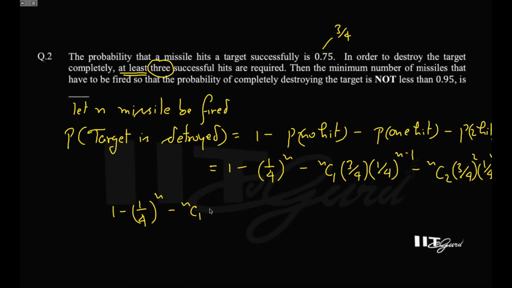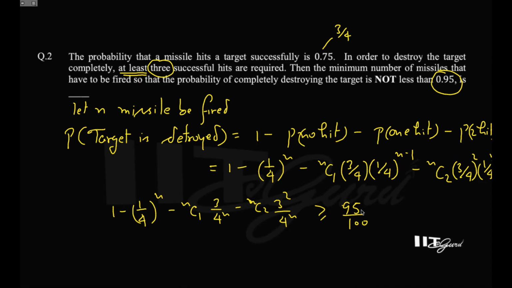Let me write first nC1, and here that will be 3 by 4 to the power n, because 4 power n minus 1 is there, and then after minus nC2, and here 3 square and 4 to the power n once again is there, was 3 square, and here completing this 4 to the power n, and this all should be greater or equal to, according to this, 0.95. So for this you have to write 95 by 100.